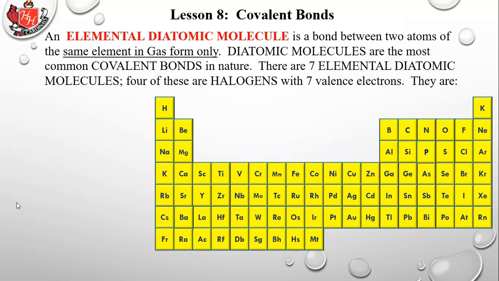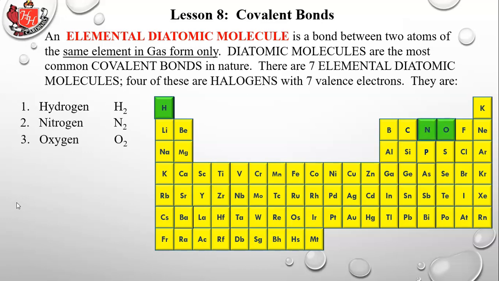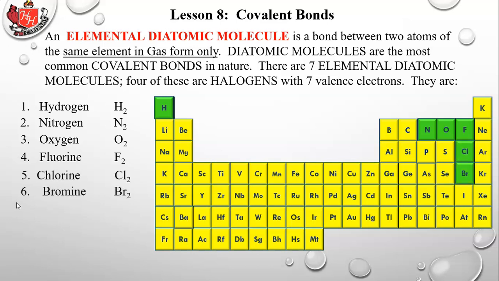An elemental diatomic molecule is a bond between 2 atoms of the same element in gas form only. Diatomic molecules are the most common covalent bonds in nature. There are 7 elemental diatomic molecules. 4 of these are halogens with 7 valence electrons. So they are hydrogen, nitrogen, oxygen, fluorine, chlorine, bromine, and iodine.